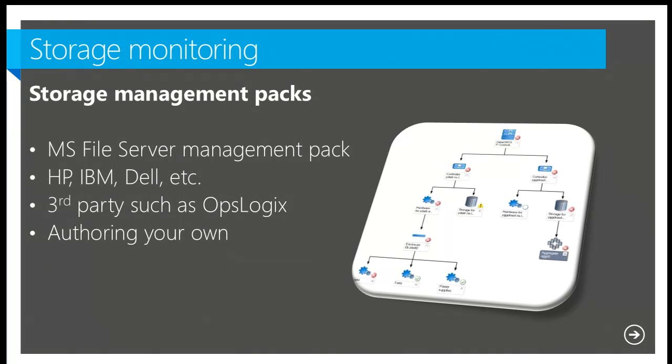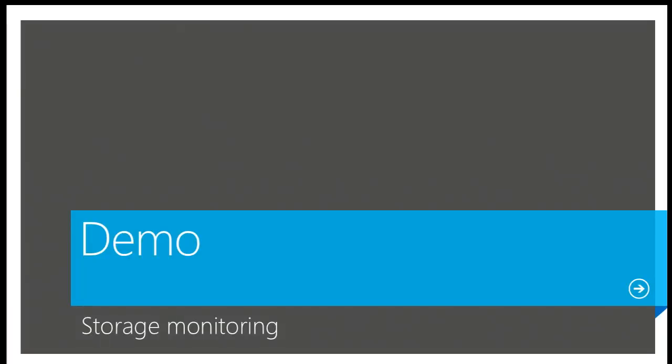So we use the file server management pack from Microsoft. We could use the HP, IBM, Dell, what have you, NetApp management pack. We can use third-party vendors like Uplogix to give you insight into certain storage devices. And you could author your own. If you're really brave, get out the authoring console and start making sure you monitor your own storage if it's not supported. Or just bring up your vendor, because to my personal feeling, we need to have management packs for all the devices. And if they don't have it, they should come out with one real soon.